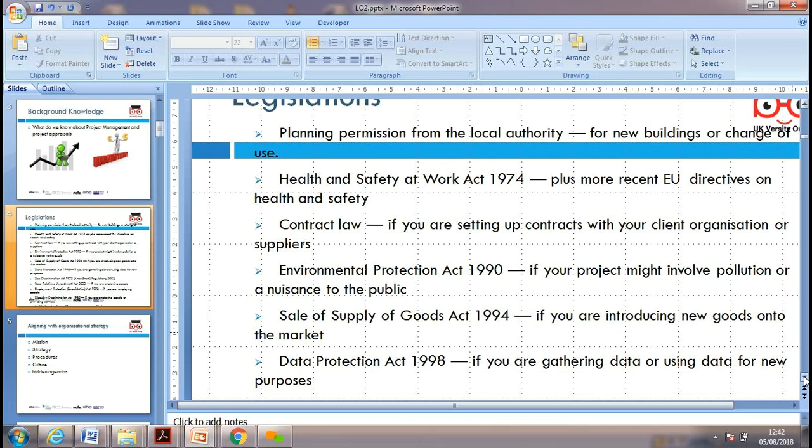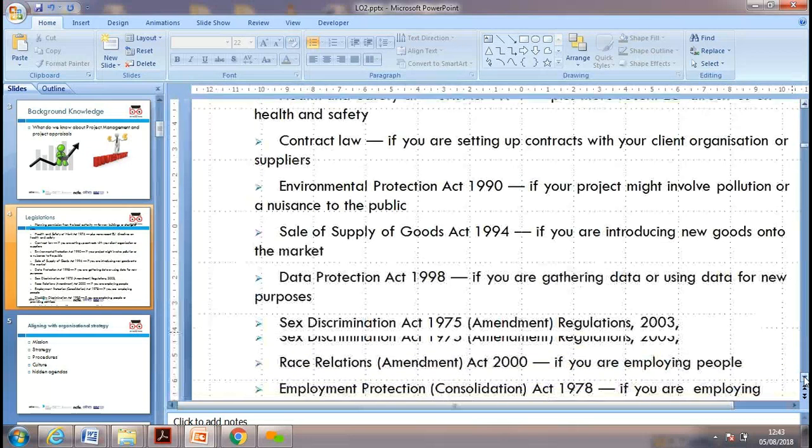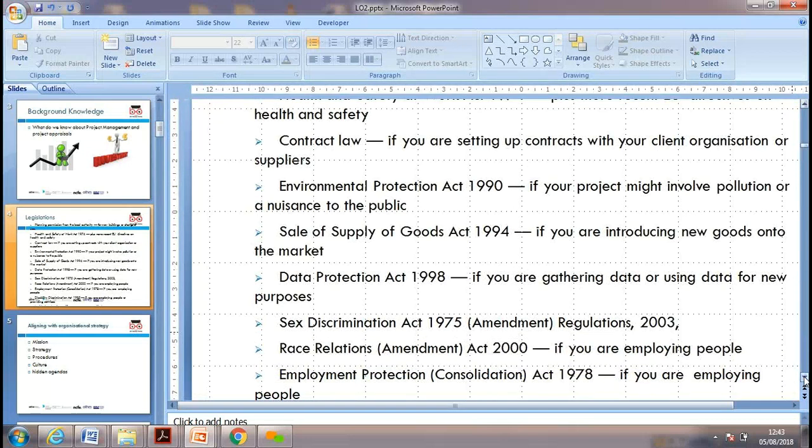Sale of Goods and Supply Act: goods need to be fit for purpose, and we need to follow that. When we make a project and we are making a product, that product needs to be fit for purpose. Data protection: how we will keep information secure.